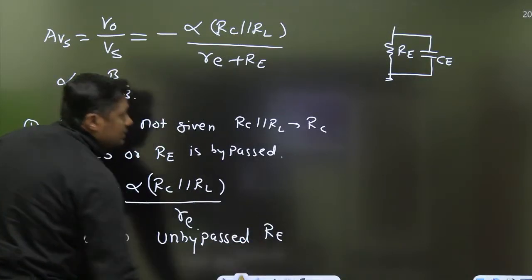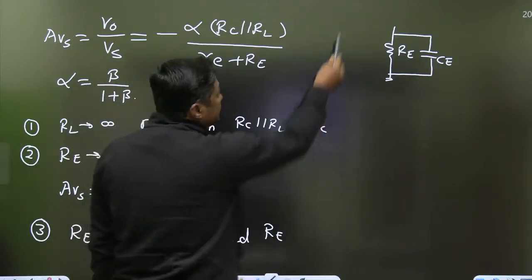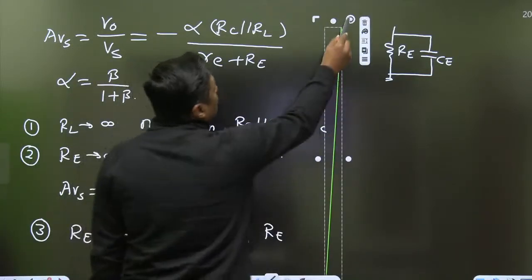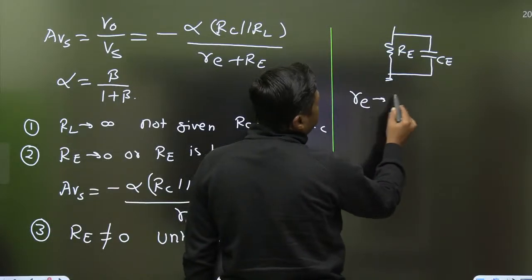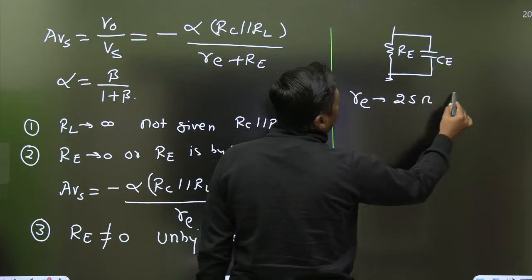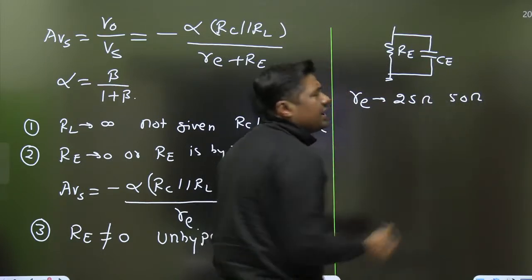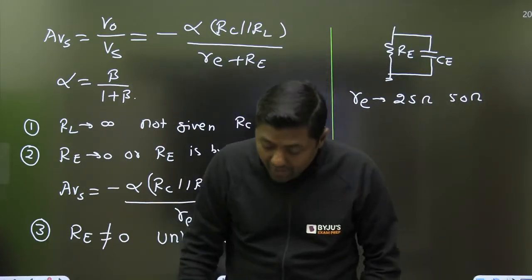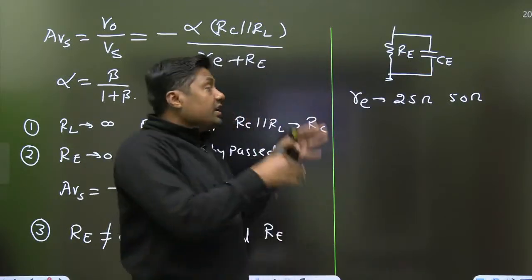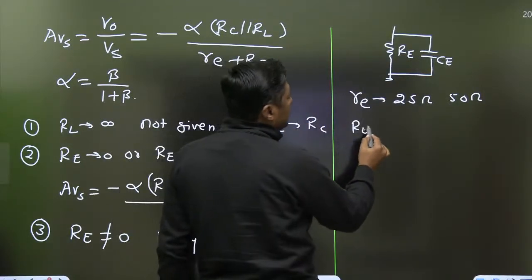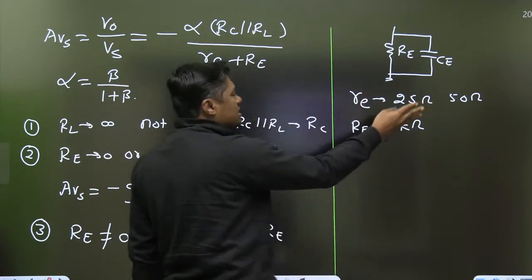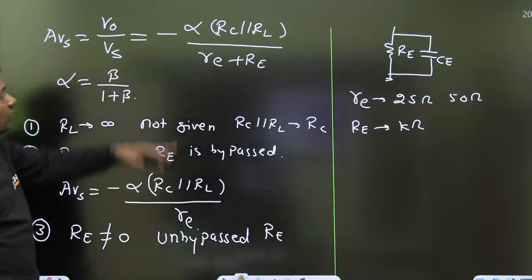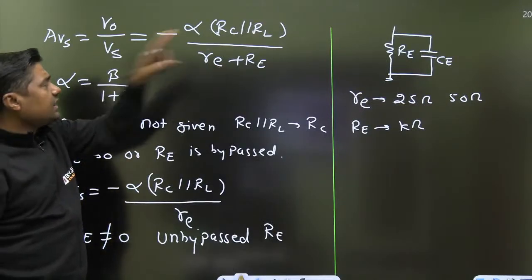Then, my dear students, always remember: when we are calculating the small re, it is normally 25 ohm or 50 ohm, in the range of ohms, and capital RE is in the range of kilo ohms. When capital RE is given in kilo ohm, small re is negligible. Negligible means from this formula we can neglect small re.